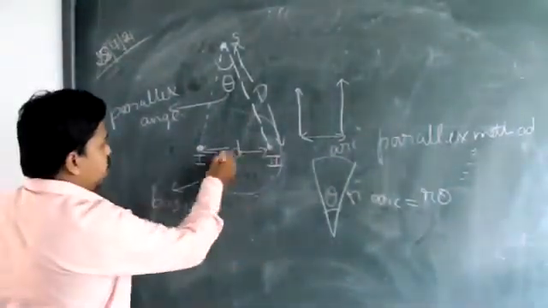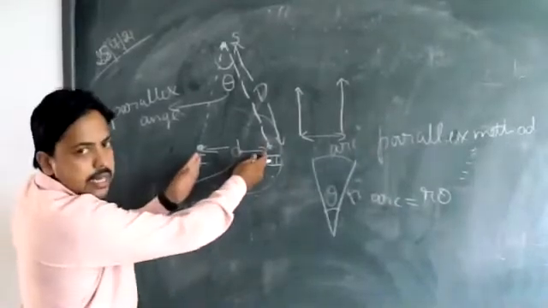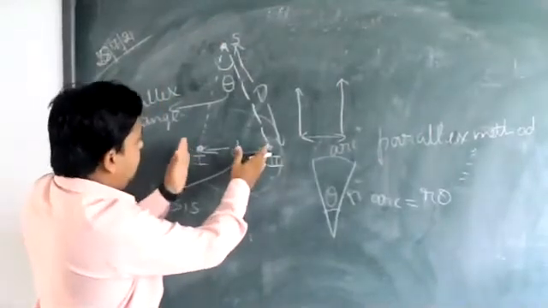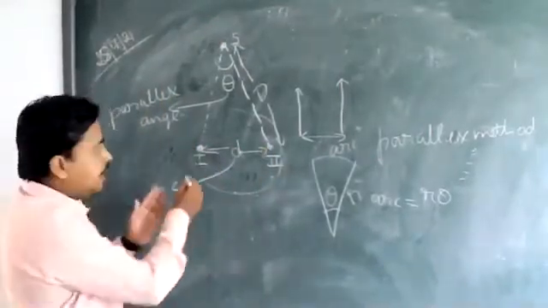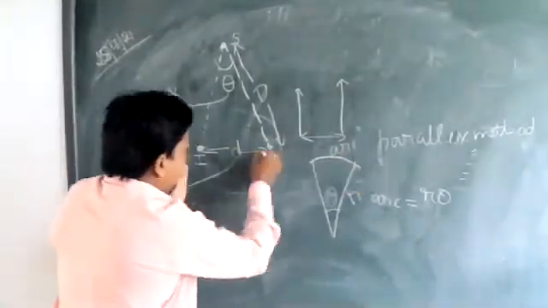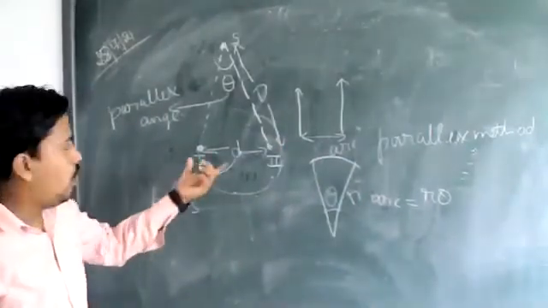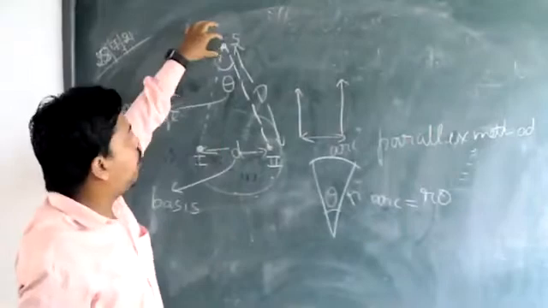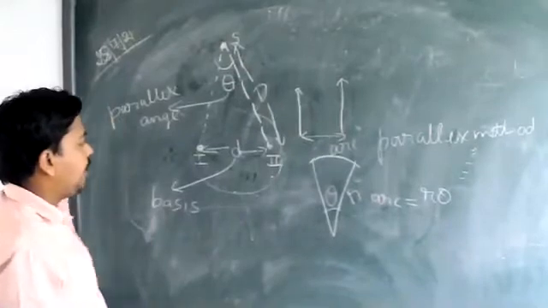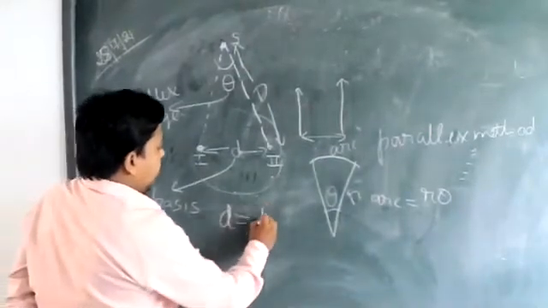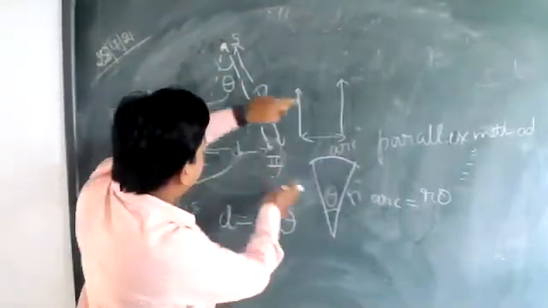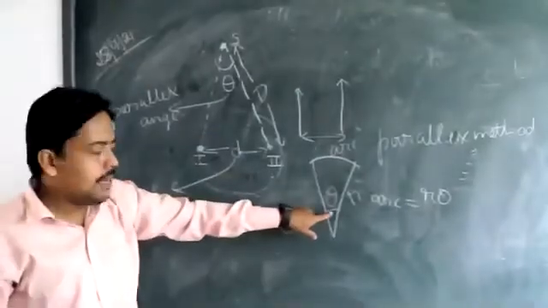If I assume this to be an arc, because this distance is comparatively very small as compared to this distance, then instead of considering it as a straight line, we can assume this line to be in the form of an arc like this, because it is very small as compared to this distance, capital D. So what can we write in this case? We can write that the basis is equal to D into theta. D is similar to the radius of the sector, and theta is the parallax angle. Theta is the same as this theta.